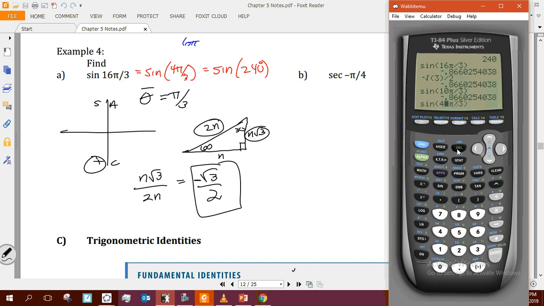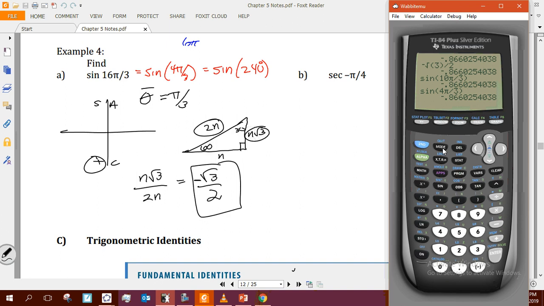If I would have removed another 6 pi over 3 from that, so 4 pi over 3, and this is the one I like to deal with because it's between 0 and 2 pi, it's less than one complete revolution around that coordinate plane, around that origin. Gives me that number right there.